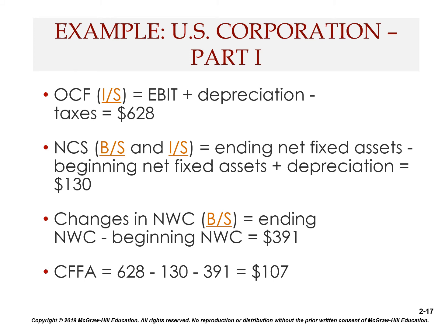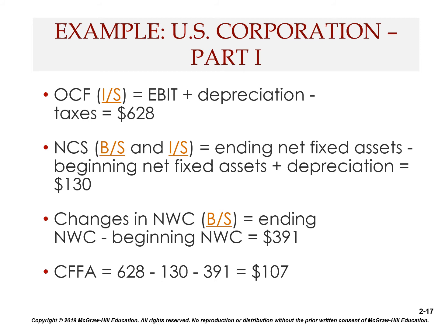I'm doing this by hand, and let me get my calculator just to make sure I'm right. 1464 minus 389. 1,075, okay. And then 1112 minus 428. No, that's not right. 1112, okay, minus 428. 684. So the working capital at the beginning of the year is 684. The working capital at the end of the year is 1,075.